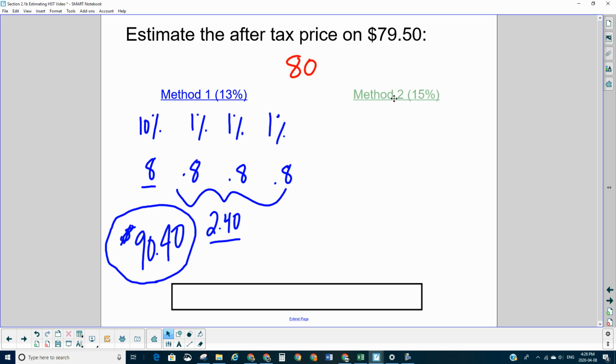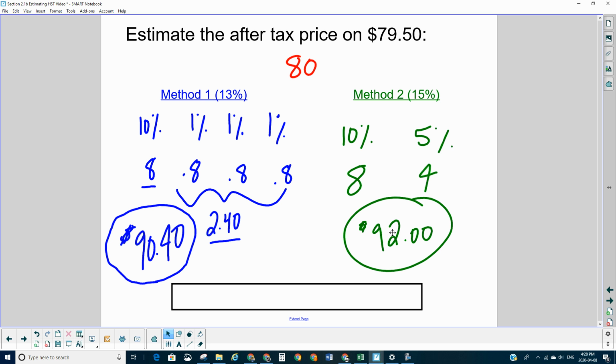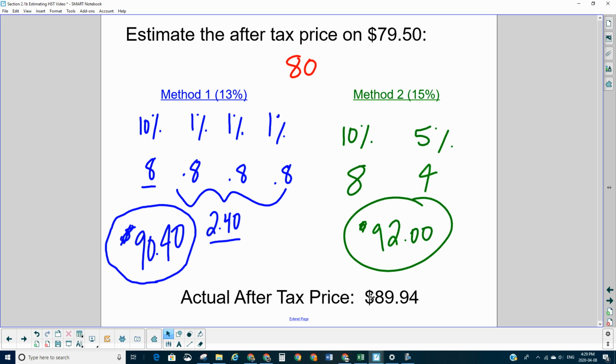But an even easier method is 15%. 10% of 80, move one decimal place, is 8. And then 5% is just going to be half of that, which is 4. And so if we need the final price, we're going to take 80 plus 8 is 88, plus 4 more gets us to 92. And our estimate is a really good and close number to what the actual price with tax is, $89.94.